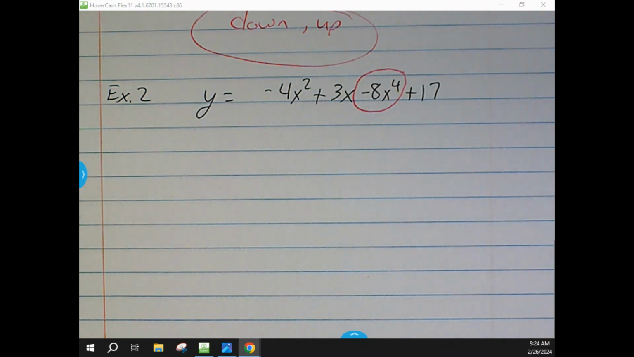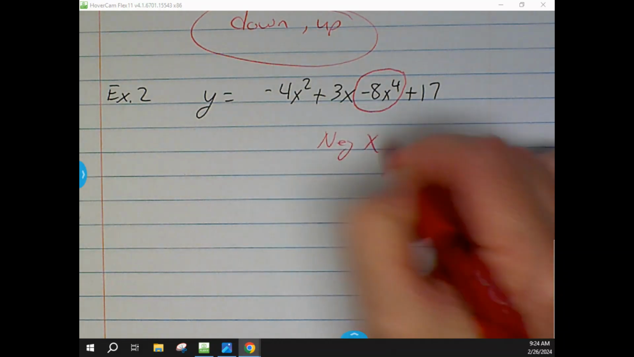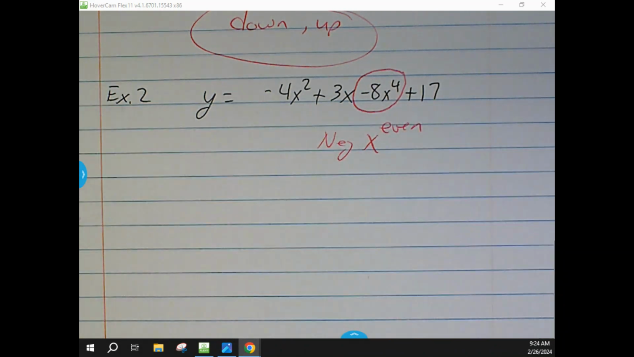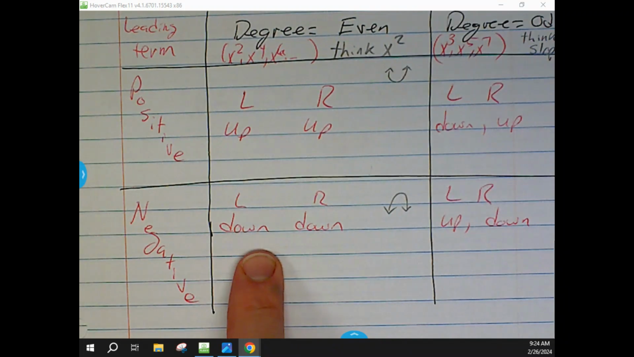Okay, and again, all you need from the leading term is two things. First off, is it positive or negative? It's negative. And then is it x to an even or odd power? That's an even power. Okay, so negative x to an even power puts us here. So down, down.